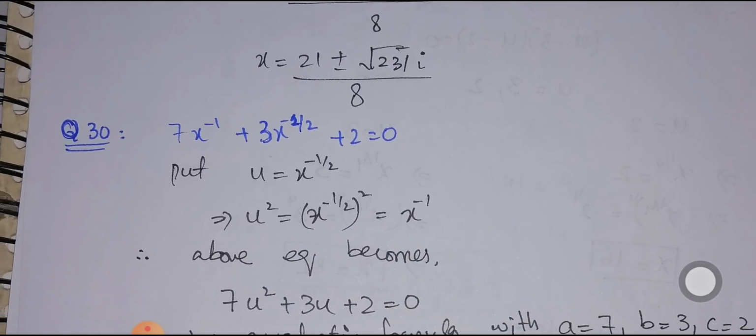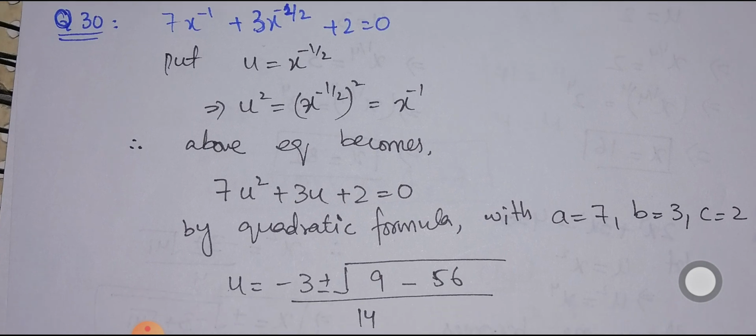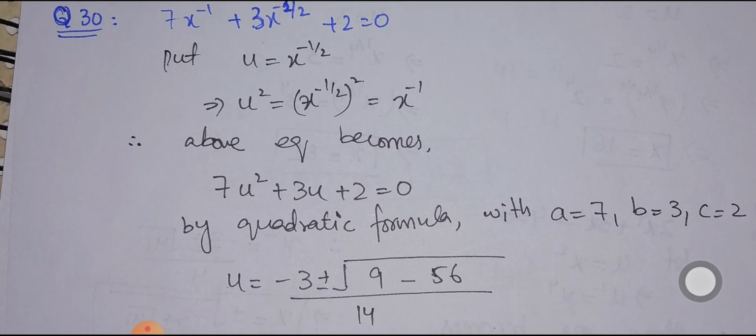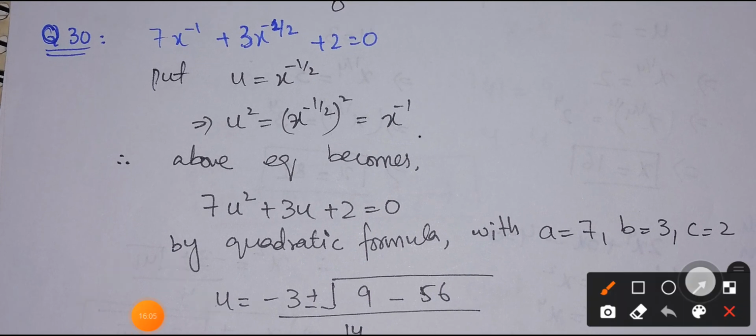Next we have question number 30, 7x power minus 1 plus 3x power minus 1 by 2 plus 2 is equal to 0. Now what we can do, we can take x power minus 1 by 2, so that when I take square on both sides, this 2 and 2 will be cancelled out and we are left with x power minus 1. So that's why I have taken u to be x power minus 1 by 2, u square is x power minus 1. Now inserting the values, the equation is going to be 7u square plus 3u plus 2 is equal to 0, which is a quadratic equation and could be solved by using the quadratic formula.